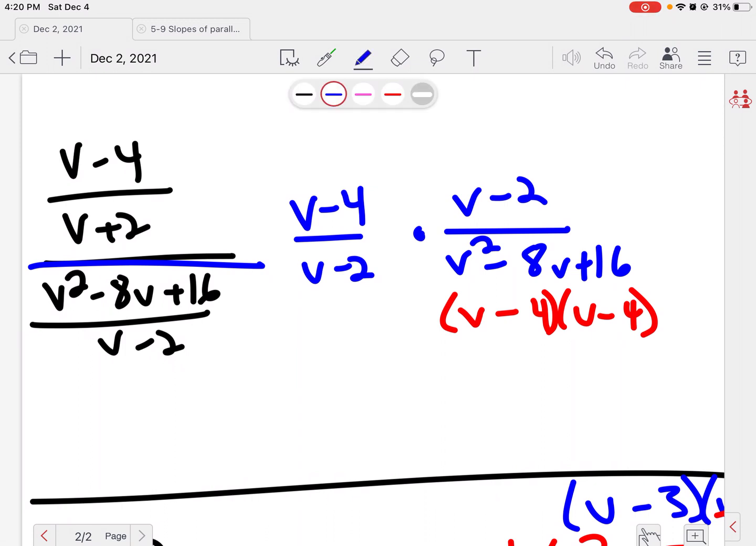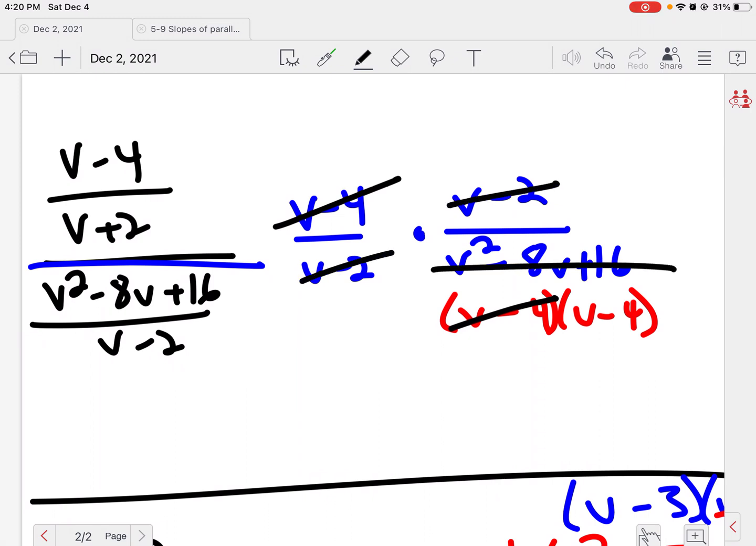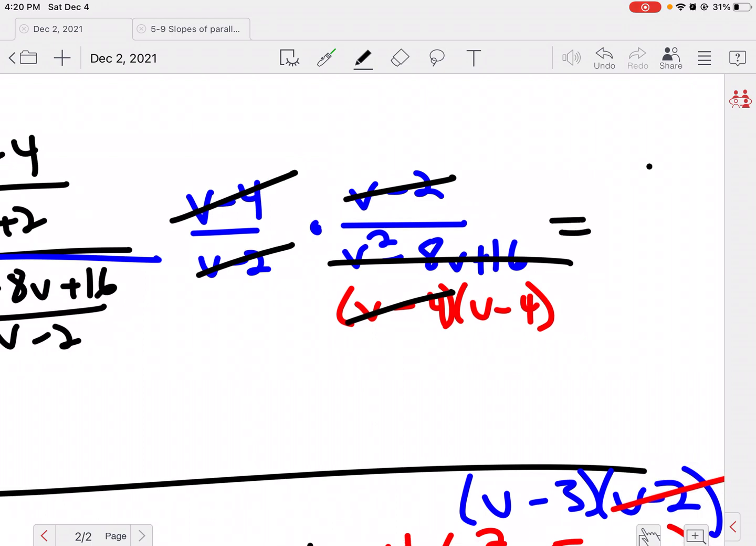And again, I can cross things out. So I have a v minus 4 and a v minus 4, because we can cross diagonally, and this is gone. I also have a v minus 2 and a v minus 2 that I can cancel. That means there's nothing left on the top but a 1, and then a v minus 4 on the bottom.